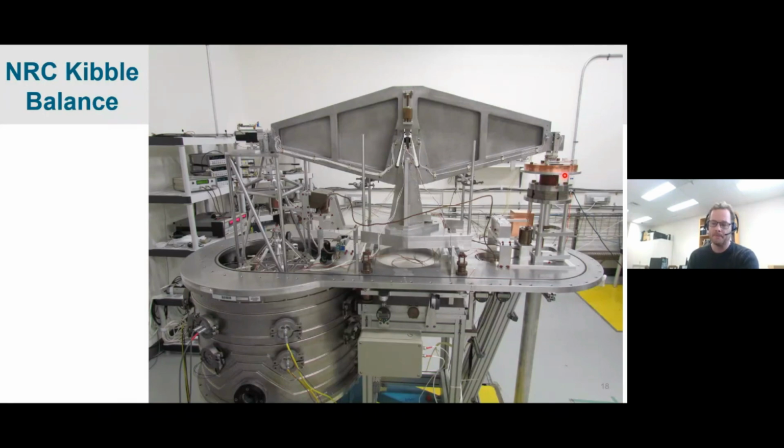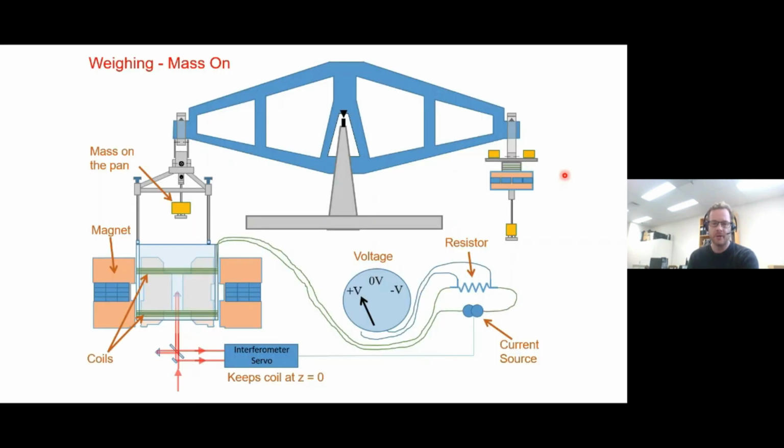It gets rid of changes to the index of refraction. So the interferometry is good. And so here's a little bit of a look at what happens for the mass. We put the mass on and then we measure the current as it's going through, and we measure the drop across the resistor, which gives us a voltage that we measure with the Josephson.